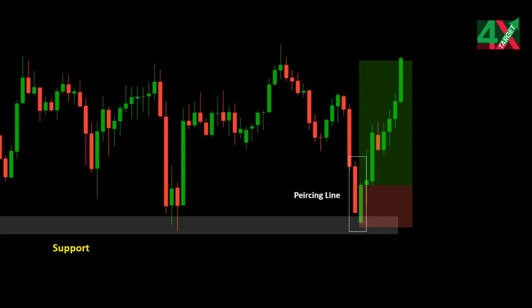Remember, double candlestick patterns work best when the second candle shows a strong body and clear momentum shift. Weak or indecisive second candles often lead to false signals, so always look for strong confirmation in size and direction.